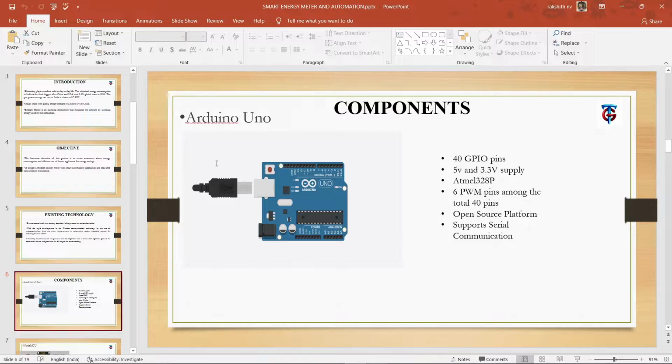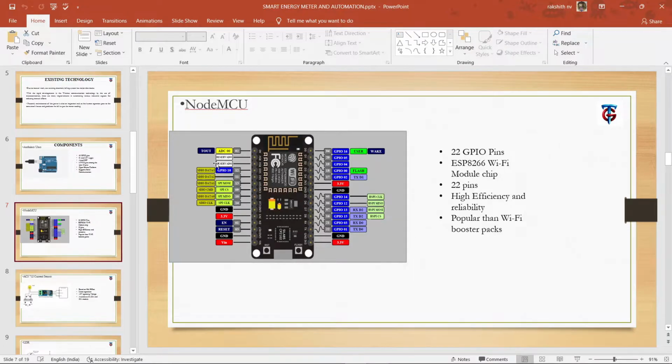Then the most interesting part is Arduino is an open source platform, so it is easy to get the documentation or open source support from many developers across the world, and it also supports serial communication, which is also an important part. Next is the Node MCU.